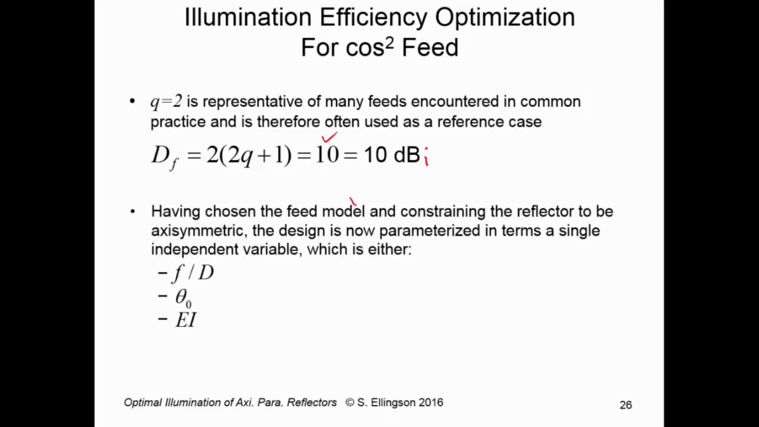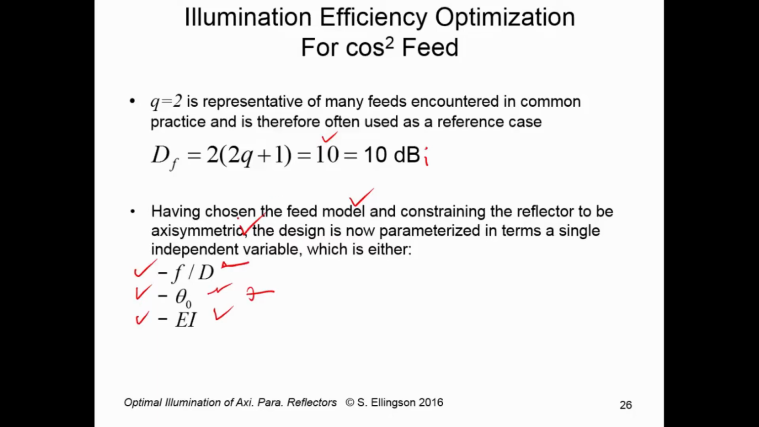And since we've now chosen a feed model, and we've constrained the reflector to be axisymmetric, the design is now parameterized in terms of a single independent variable. That is, we've got these three things, f over d, theta naught, the angle to the rim, and edge illumination. If we state any one of these three things, in other words, if we say f over d, then right away we know what the other two things are. If we specify theta naught, then we know right away what f over d and edge illumination are.